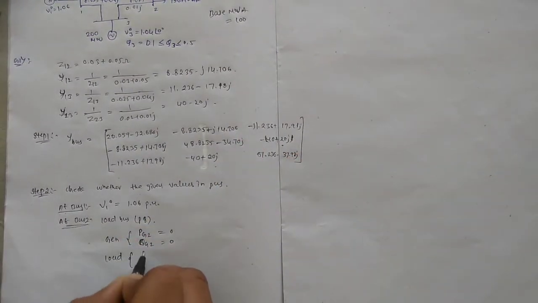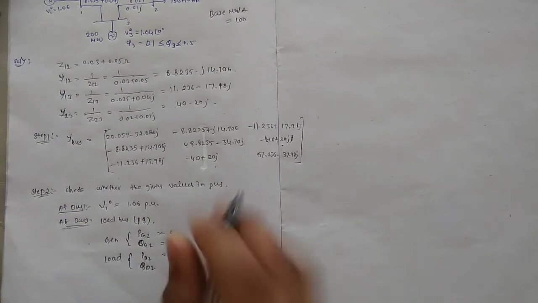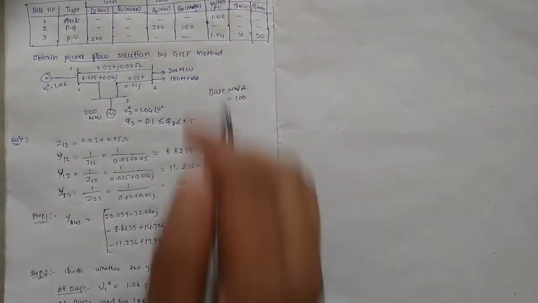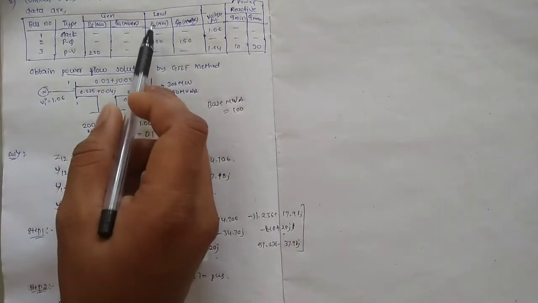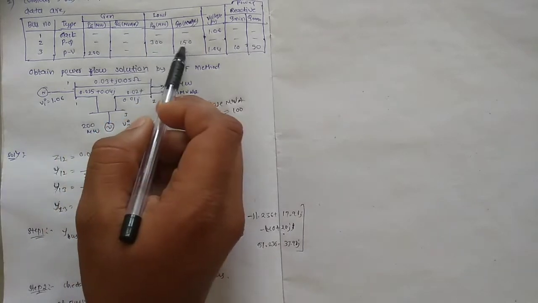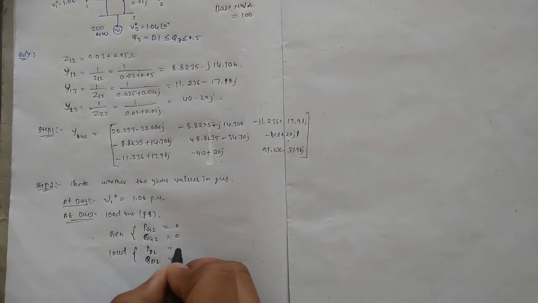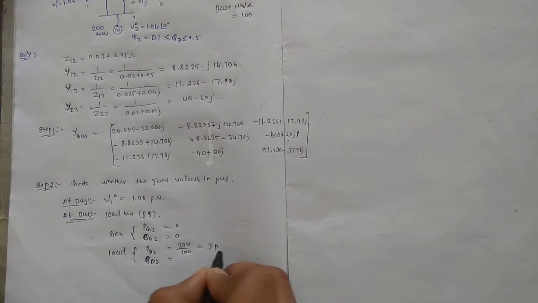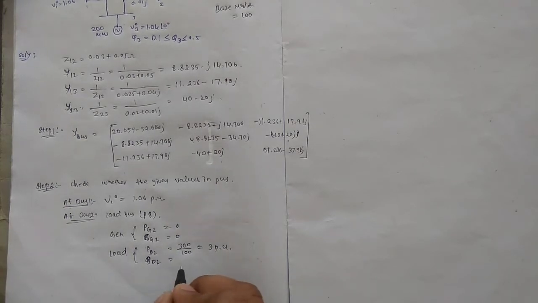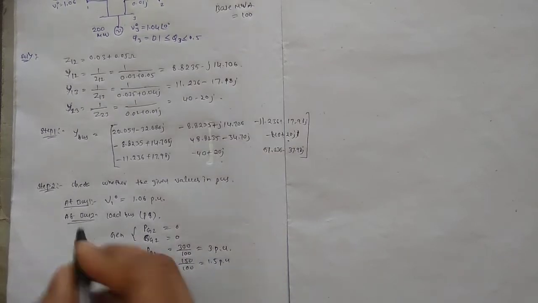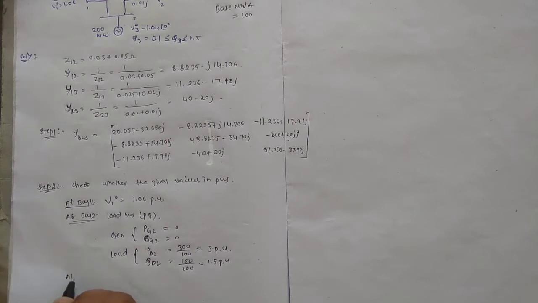And then we need to check the load, PD2 and QD2. At the second bus they gave PD2 as 300 and QD2 as 150. Therefore 300 divided by the 100 MVA base, converted into PU, is 3 PU. Similarly, 150 divided by 100 is 1.5 PU. Now we're done with bus 2.